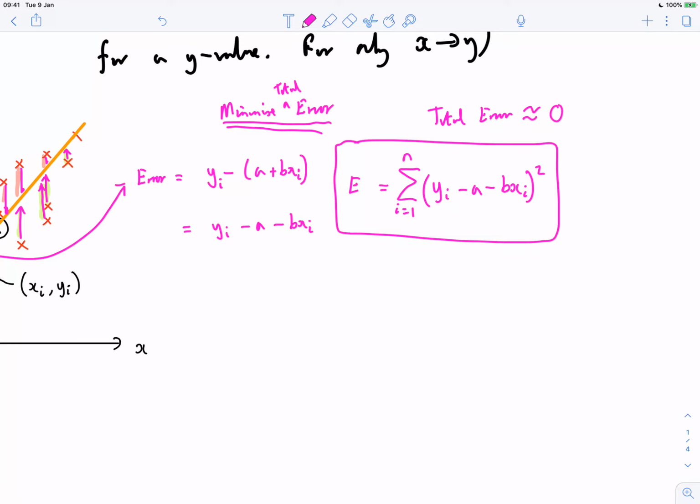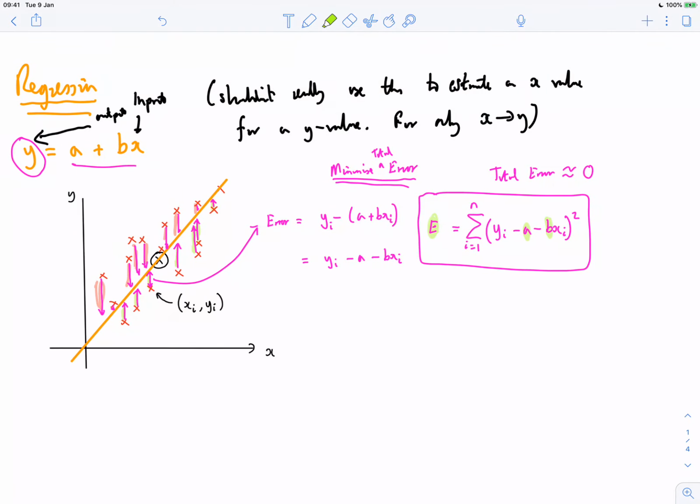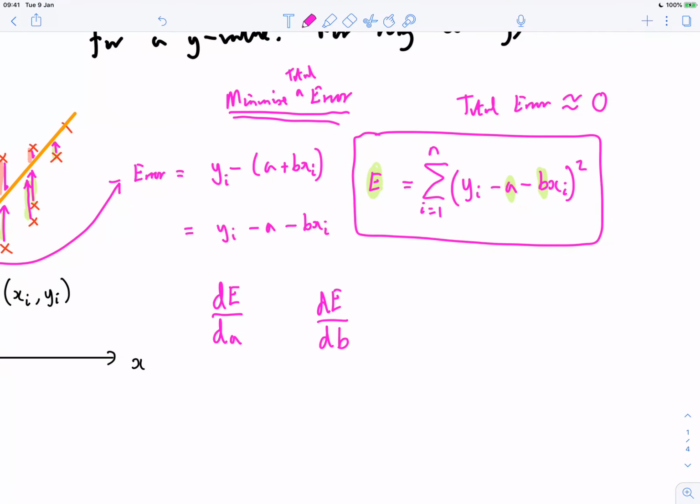Now, going back to calculus, what do we want to do? We want to minimize E with respect to A and with respect to B. Okay, we want to know how E changes as you fiddle with A and B, right? So what we want is to solve dE by dA and dE by dB, like so. Okay, and we want to find the minimums, so we set these equal to zero. Now we've done enough calculus to know how to do this kind of stuff.